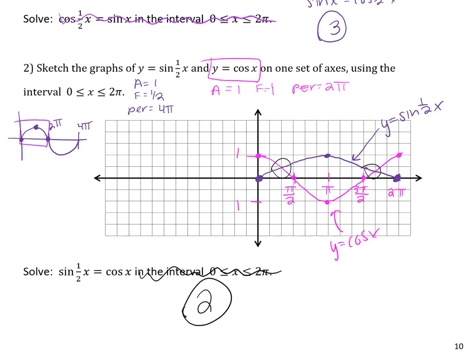On your homework tonight, it will ask you for where they're equal. I want you guys to just ignore that, and I want you to just answer for me how many times they are equal to each other. So how many times do they intersect? Don't worry about the exact x values.